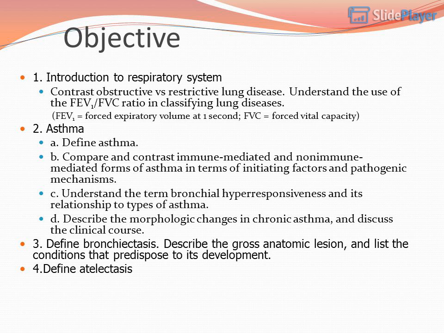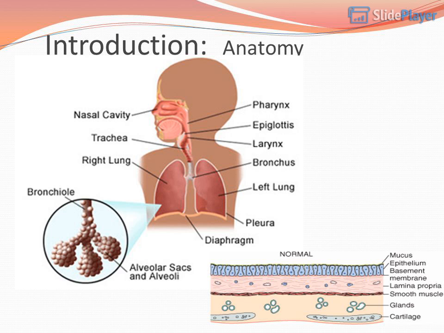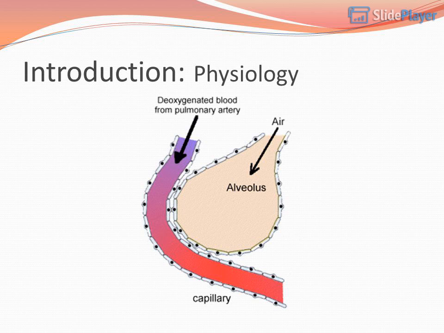3. Define bronchiectasis. Describe the gross anatomic lesion, and list the conditions that predispose to its development. 4. Define atelectasis. Introduction, anatomy. Introduction, physiology.